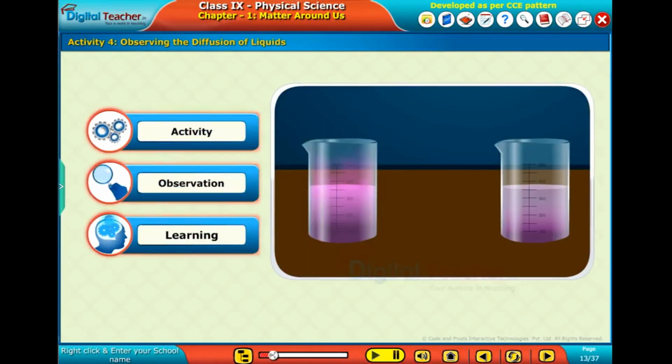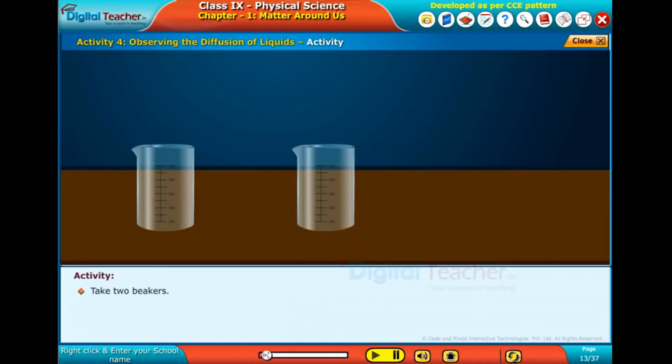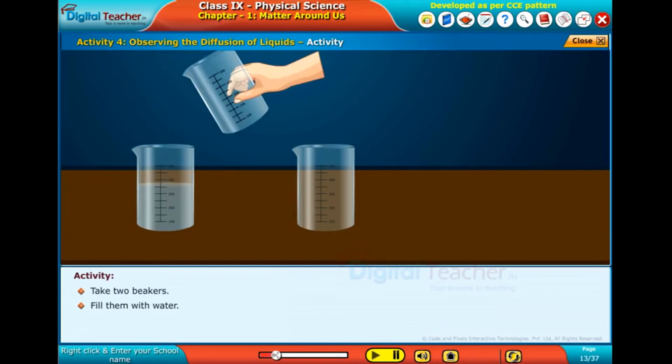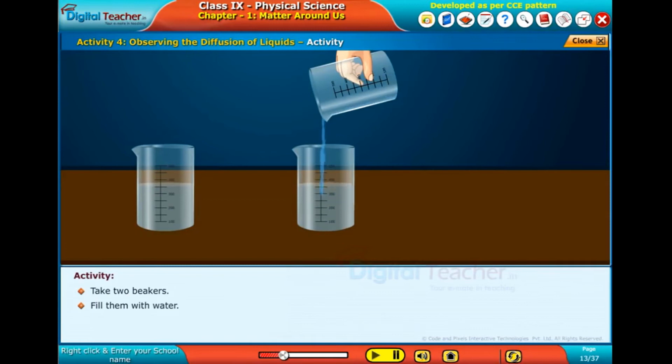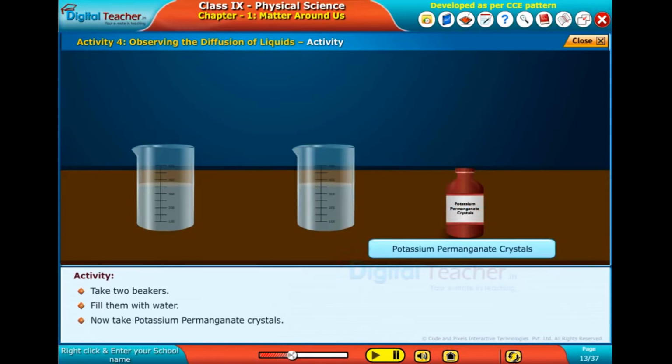Let us perform an activity to observe the diffusion of particles of liquids. Click each tab to know more. Take 2 beakers, fill them with water. Now take potassium permanganate. Add some crystals of potassium permanganate in a beaker.